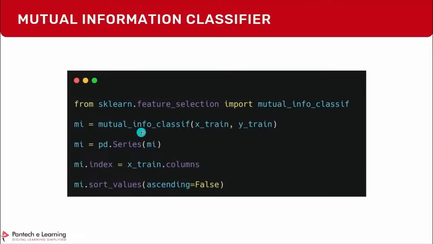For mutual_info_classif, you need to pass your x train and y train values. Remember, you need to go through this mutual information classifier or chi-square test or ANOVA test after splitting your train and test part, and only then you are supposed to go here. What you can do is call mutual info classifier in this mi, and it will give you the results, which you can convert into a series, and then you can set the column names as index.